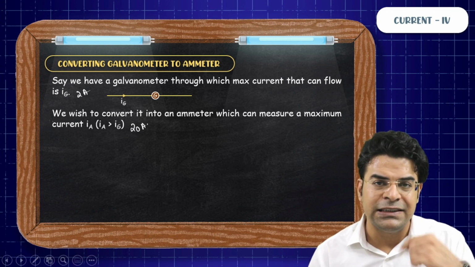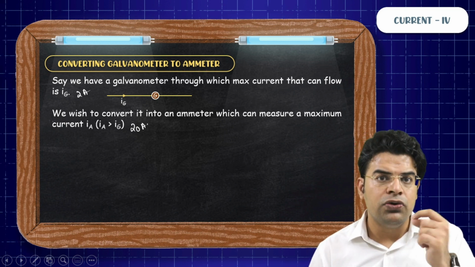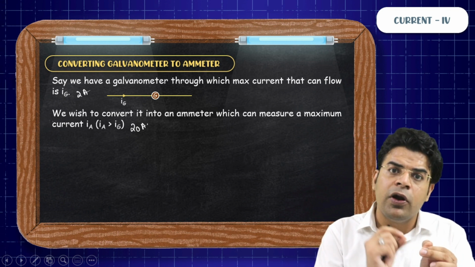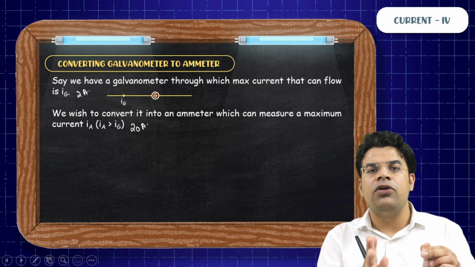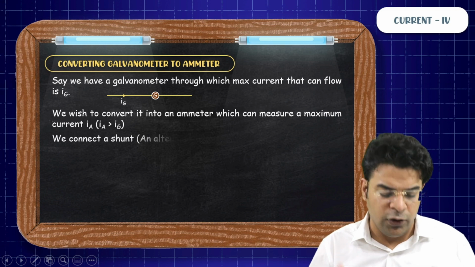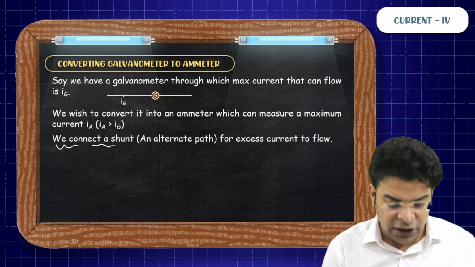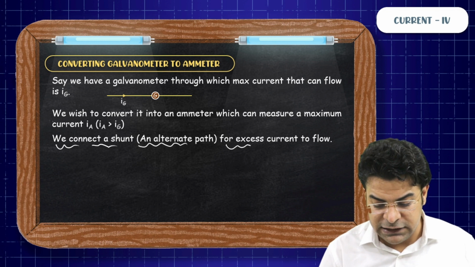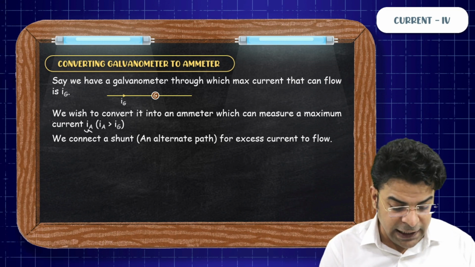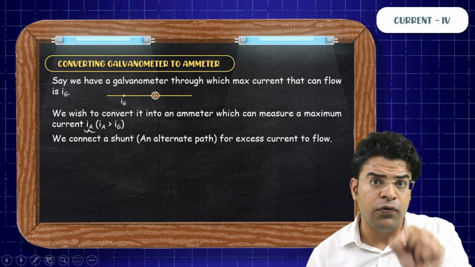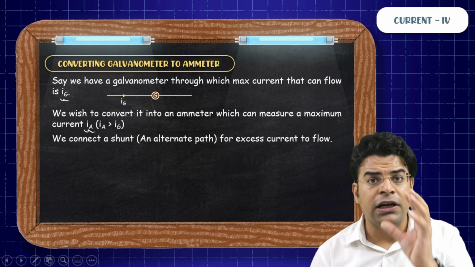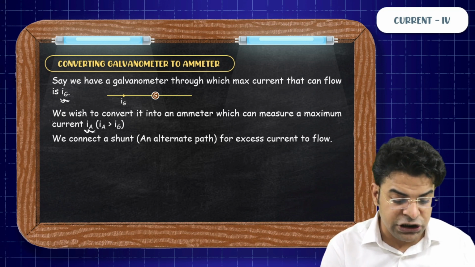Sir, we created a system. We created an alternate path so that when the current of 20 ampere enters into the ammeter, only 2 ampere of current goes into the galvanometer and the galvanometer shows full scale deflection. So here again we will create the same type of system. We connect a shunt, an alternate path for the excess current to flow. We want that in the ammeter a current of Ia should go, but the maximum current that can flow through the galvanometer is Ig. So we will create an alternate path for the remaining current Ia minus Ig to flow.